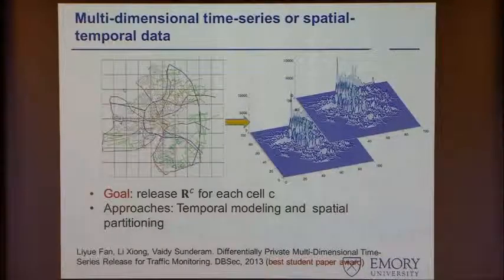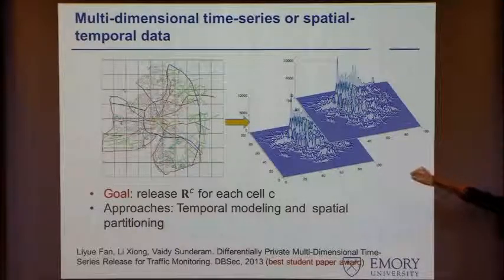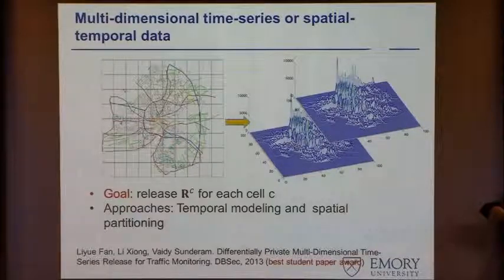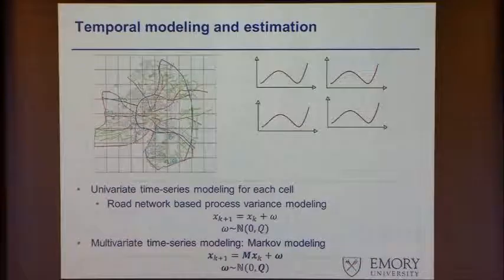Then we extended this work into multidimensional time series with spatial-temporal data, where we not only want to monitor the aggregates for one single cell, we may want to monitor the traffic counts for all the intersections on the map, for example. So we took two approaches, temporal modeling and spatial partitioning. The temporal modeling is very simple. We just treat each single intersection as one single time series over time and just apply the previous approaches.